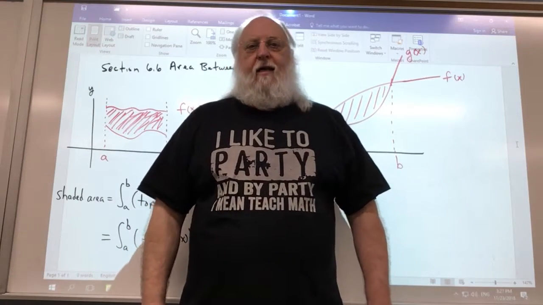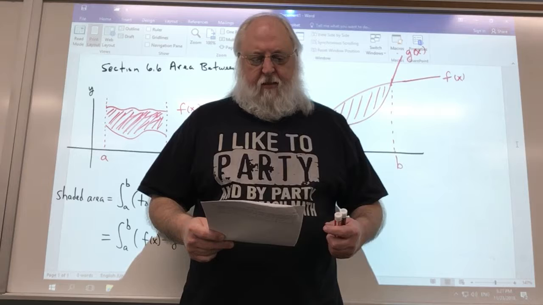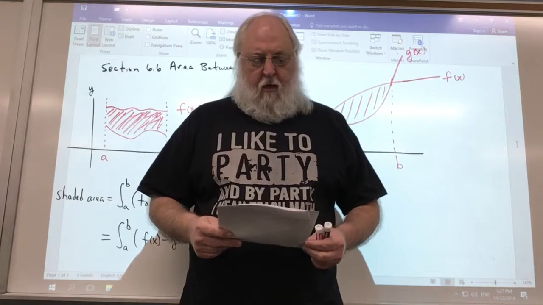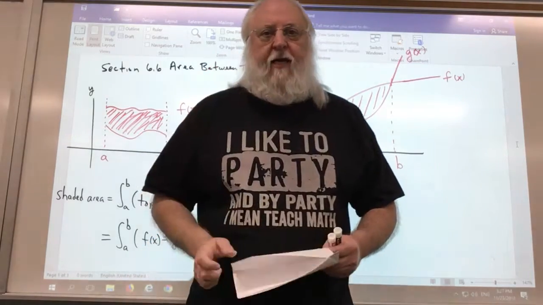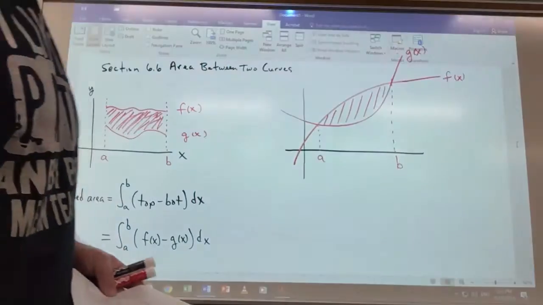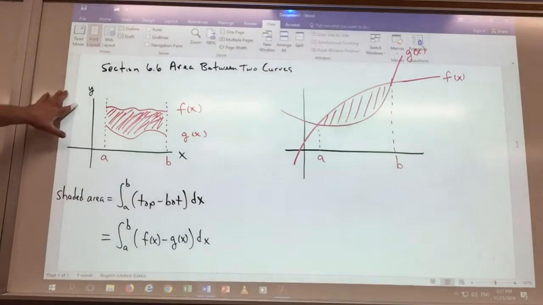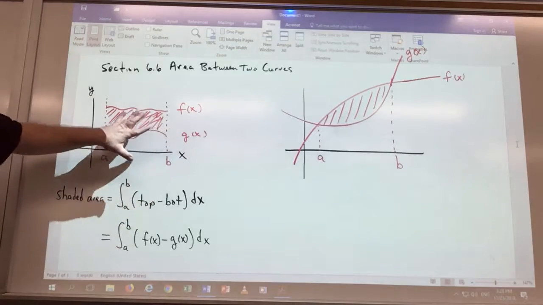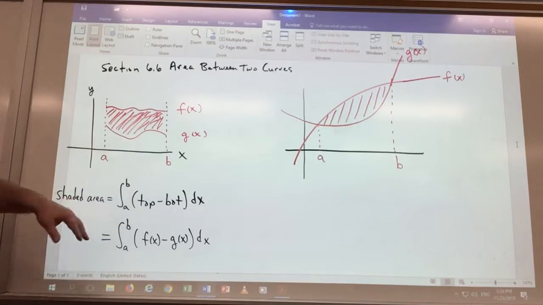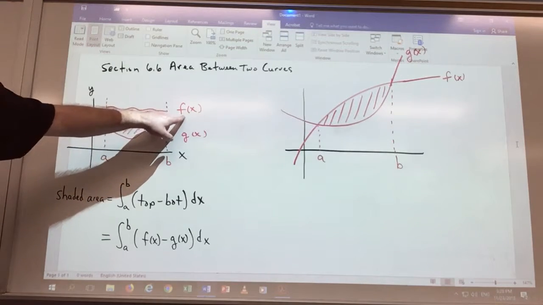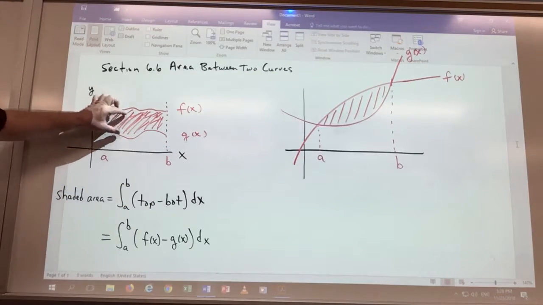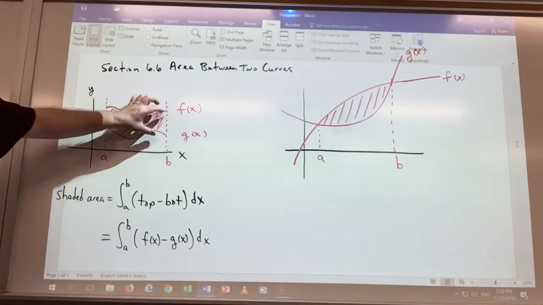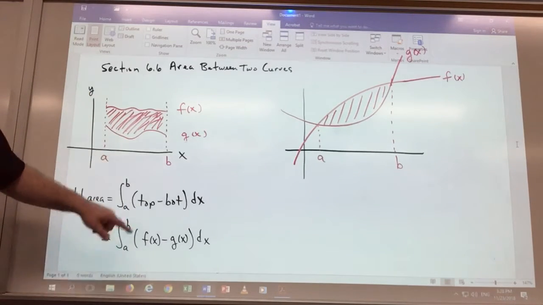Hello class. In this video we begin the discussion on section 6.6 in your note packet on the area between two curves that begins on page 93. So here I have the coordinate plane. I'm just drawing the first quadrant, and I have the graph of two functions in this coordinate plane. The top function I have labeled f of x, and the bottom function I have labeled g of x. And we are interested in the area between those two functions from x equals a to x equals b.